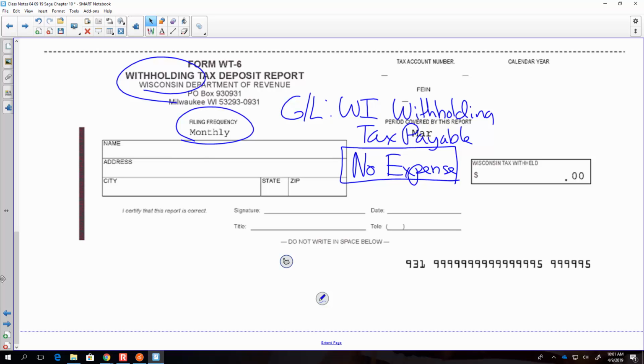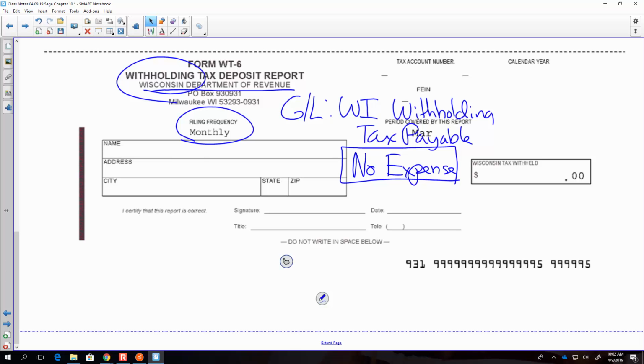Here again, you will never fill this out ever in your life on paper. You will file it electronically. You go to what site now? Department of Revenue, not Department of Workforce Development. So there are 2 different sites, one for unemployment, one for revenue.